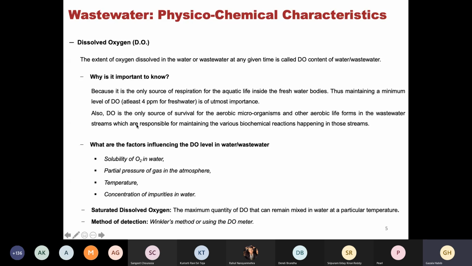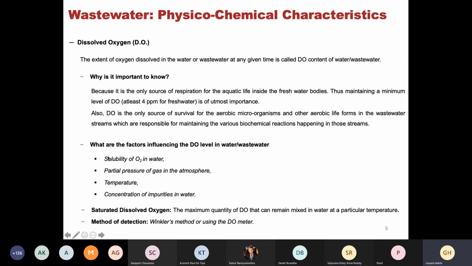Also, DO is the only source of survival for aerobic microorganisms, and aerobic bacteria are responsible for consumption of organic matter in the water body, and therefore converting the harmful compounds to harmless compounds. So for the survival of aerobic microorganisms, DO should be there.